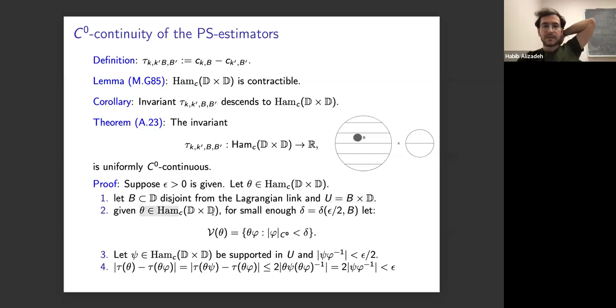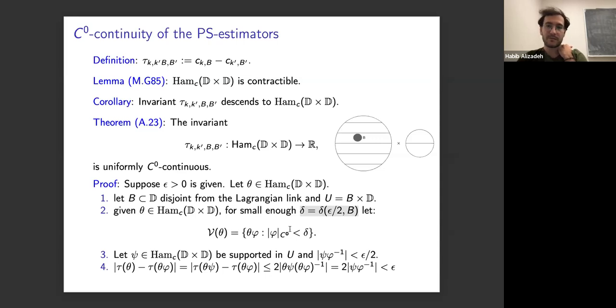So given theta in Ham of disk times disk, let epsilon be small. Let delta be small enough, depending on epsilon and b. So this delta is given by the theorem about this Hofer approximation.